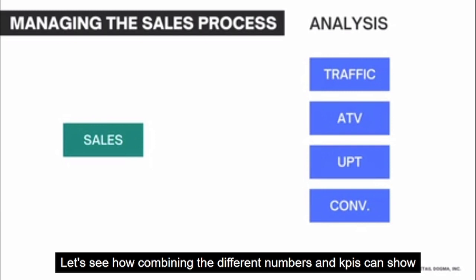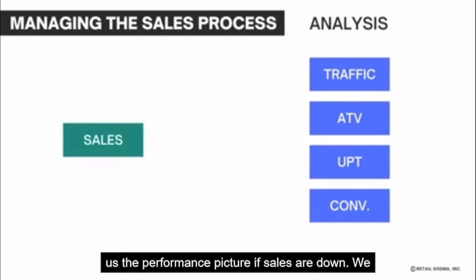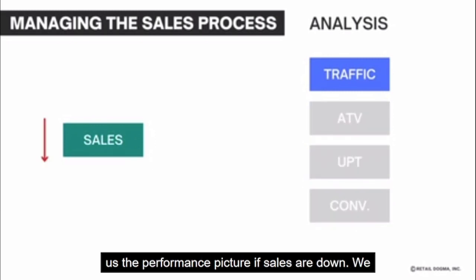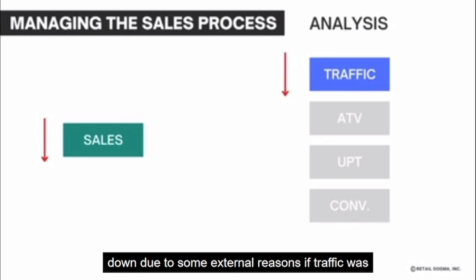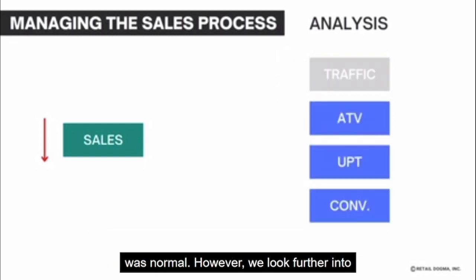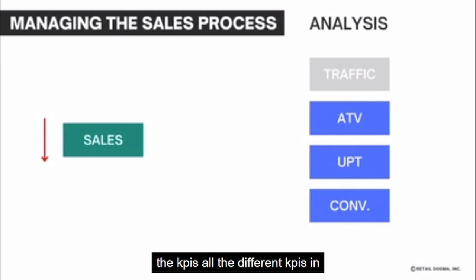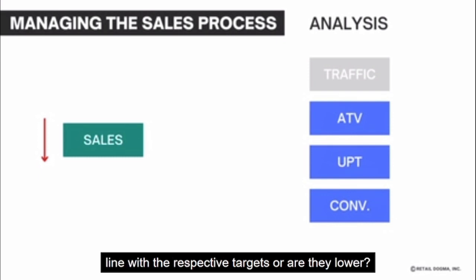Let's see how combining the different numbers and KPIs can show us the performance picture. If sales are down, we look at the traffic that came to the store. Was it in line with the usual or expected traffic for this store for that particular day, or was it down due to some external reasons? If traffic was lower than usual for this day, then the main cause for poor sales performance is low traffic. If traffic was normal, however, we look further into the KPIs. Are the different KPIs in line with their respective targets, or are they lower? What are the KPIs trying to tell us?